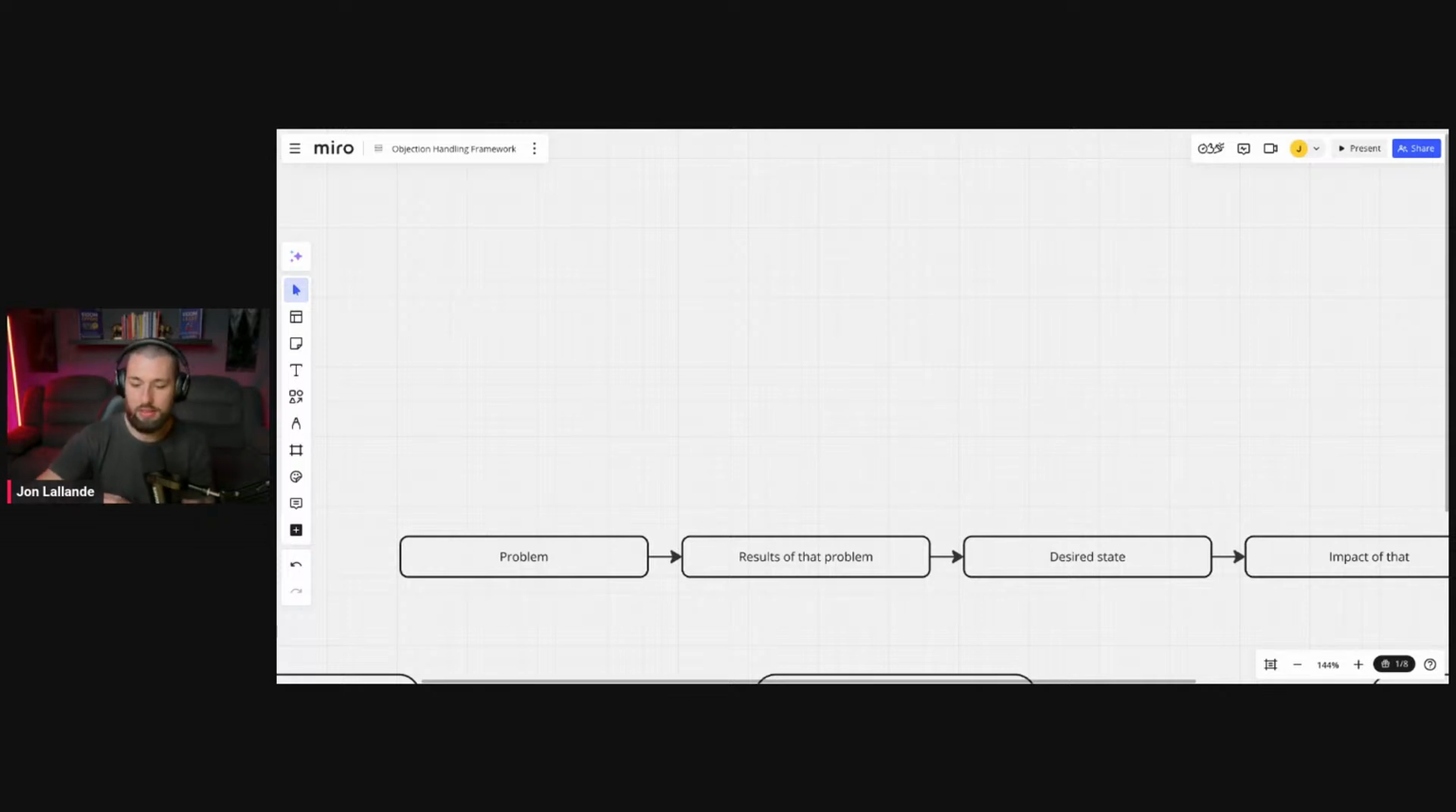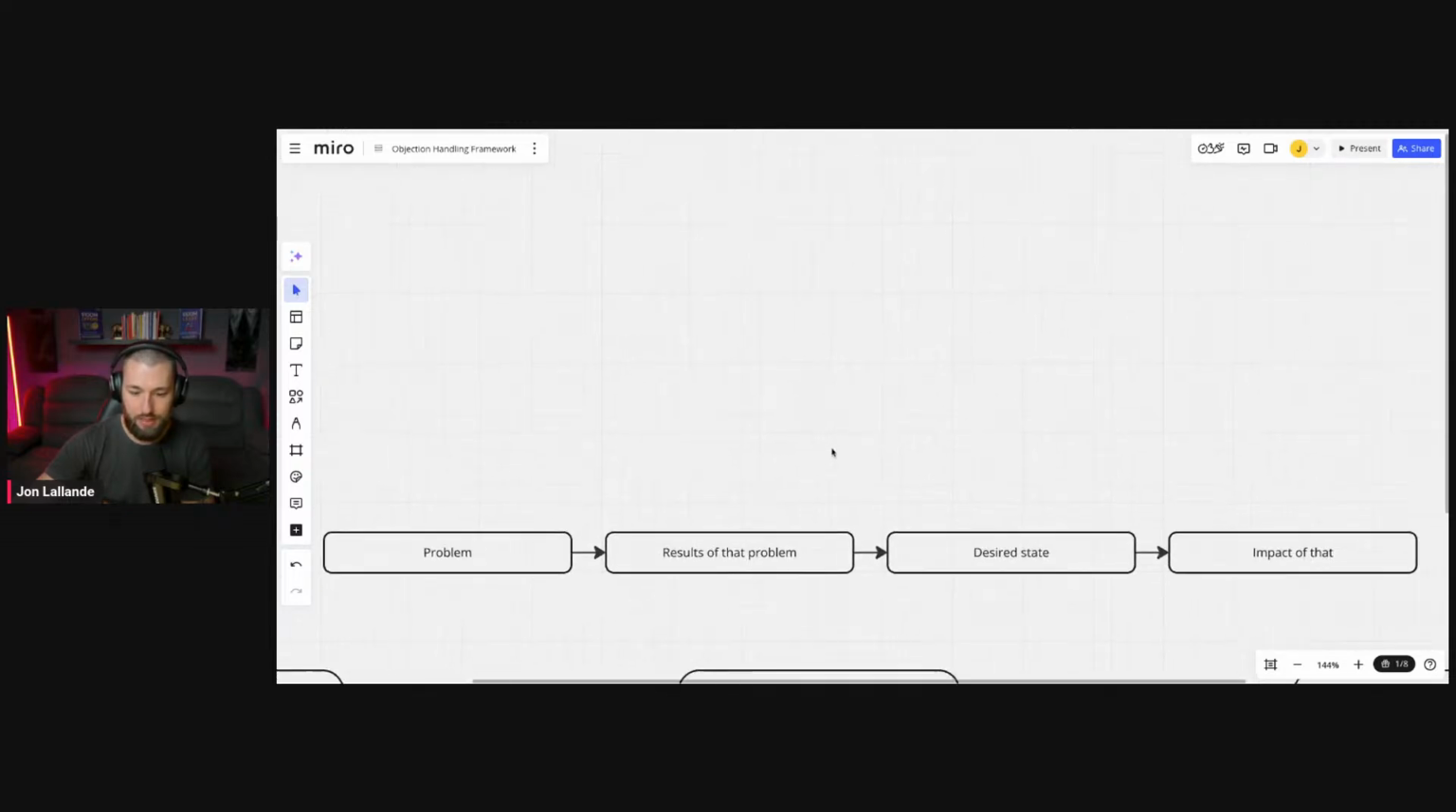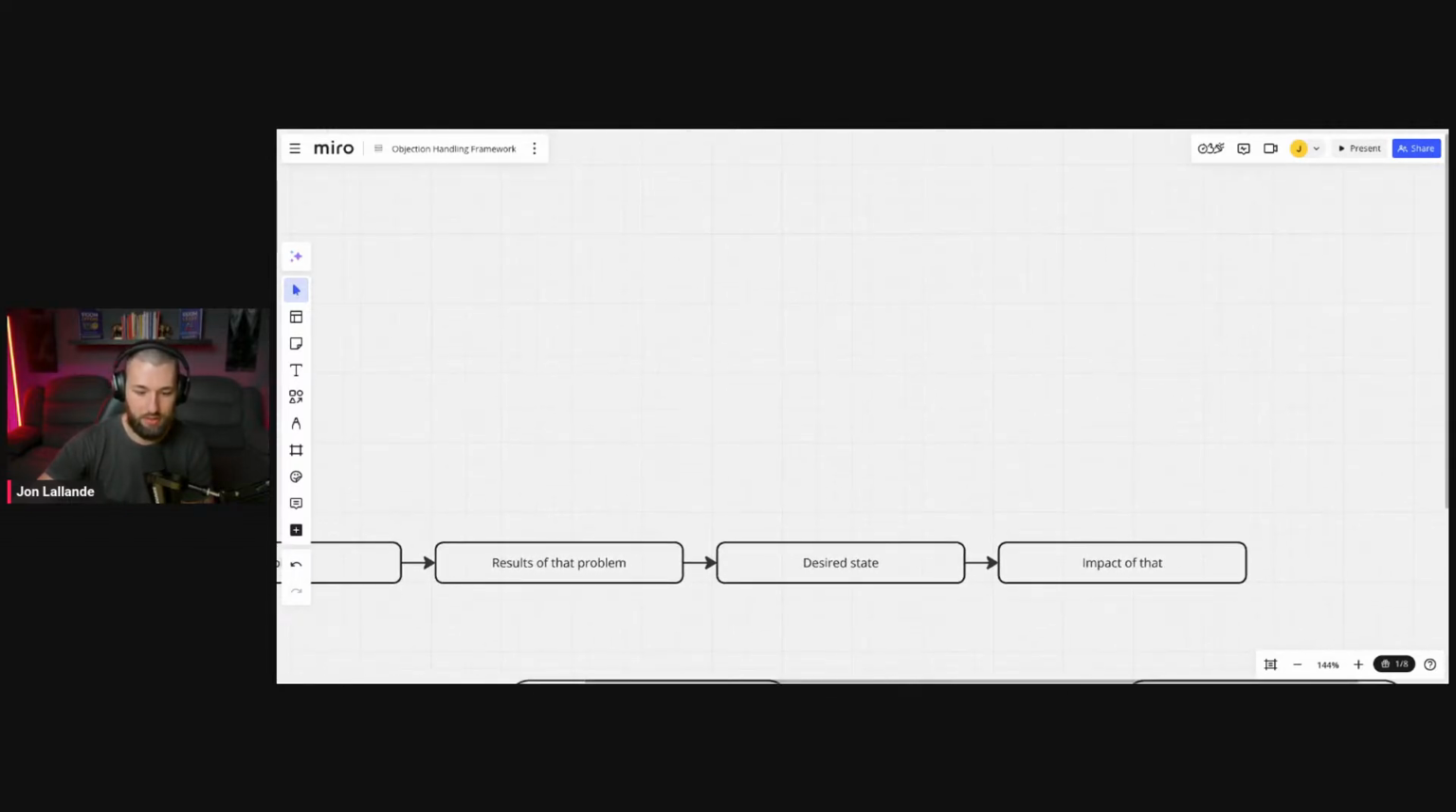Next, we need to get the desired state. So we need to get the desired state that they are trying to achieve, right? So maybe they are trying to get closer to their kids, right? They are trying to move into a nicer house. They're trying to move into a safer neighborhood. They're trying to get caught up on their bills because they're in pre-foreclosure, right? We need the desired state.